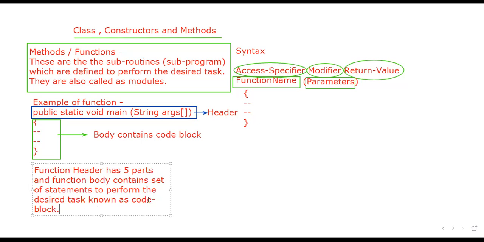Okay, and these 5 parts are what? These 5 parts are access specifier. Access specifier is public here. Modifier is static here. Return value is void. Function name is main and parameter is string args. So these are the 5 parts. Should I mention them separately or is it clear to you? Ma'am, it's clear. Okay, fine.